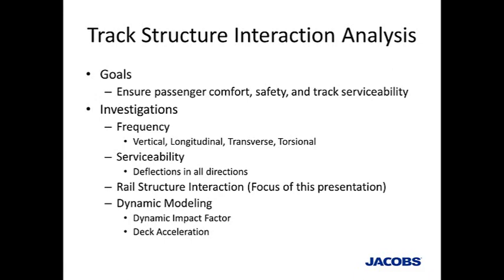The idea behind this is we want to capture an accurate dynamic impact factor, which for high-speed trains can be upwards of 100%. The other thing we want to calculate is deck acceleration, and that's to limit unsafe wheel contact, which is basically the deck springing up and colliding with a passing wheel. But today we're going to focus on that third one, rail structure interaction.